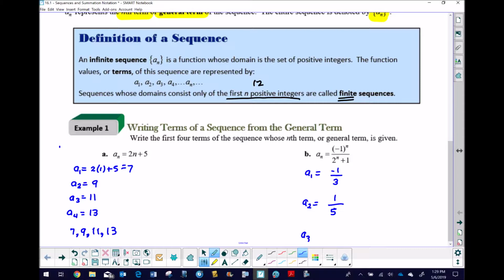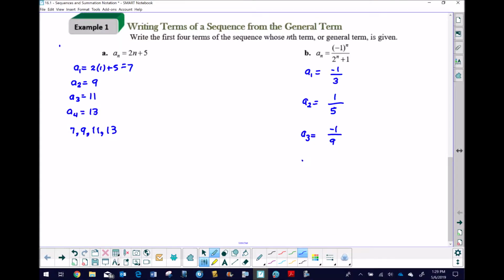How about the third term? Negative 1 cubed is going to take us back to a negative 1. And then what's 2 cubed plus 1? 9, right? And I'm sort of running out of room here, so click that. And then for a sub 4, negative 1 to the 4th is positive 1.